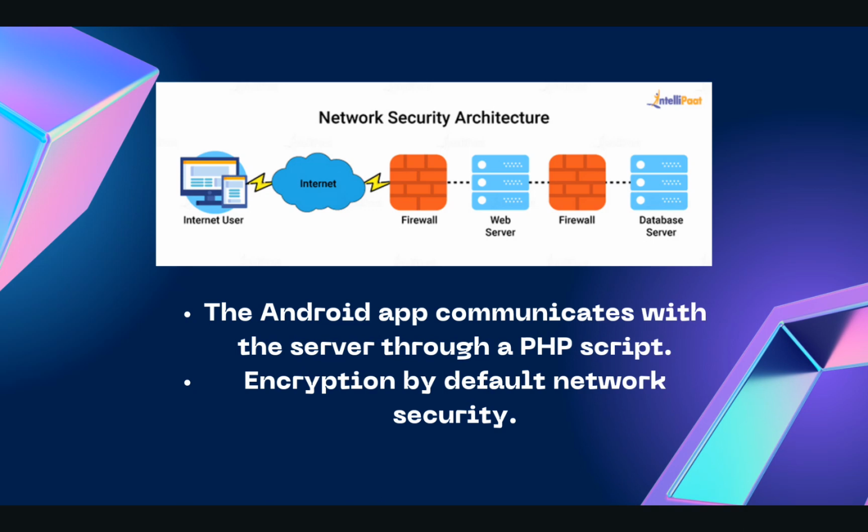The next phase, moving on to the network security architecture. As you can see, this is the diagram which shows the default network security architecture within the mobile app connecting to the server. In this diagram, the app communicates with the server through a PHP script file, and the data flow between the app and server is encrypted by default network security. The server employs secure authentication mechanisms for both server-side and user-side logins. This visual representation conveys the basic network security elements in place, even without HTTPS, emphasizing default security measures and secure development practices.